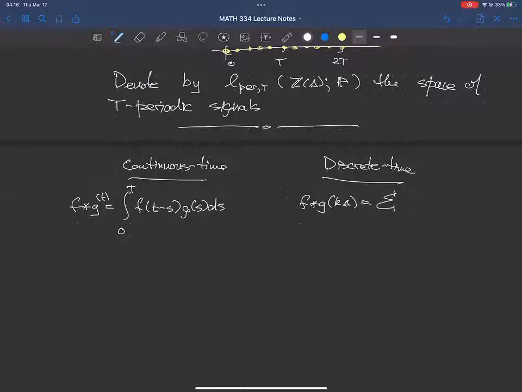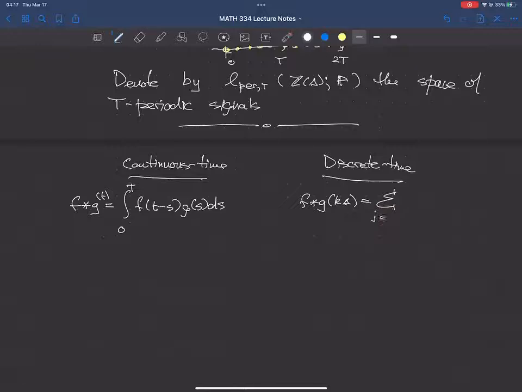But the sum now goes not from minus infinity to infinity, just like the integral here doesn't go from minus infinity to infinity; you integrate over a period. Here you sum over a period, which means going from, say, 0 to N minus 1. I'll tell you what N is in a second. So (f star g)(k delta) is the sum of f(k delta minus j delta) g(j delta), and T here is equal to N delta. That's the period in that case.